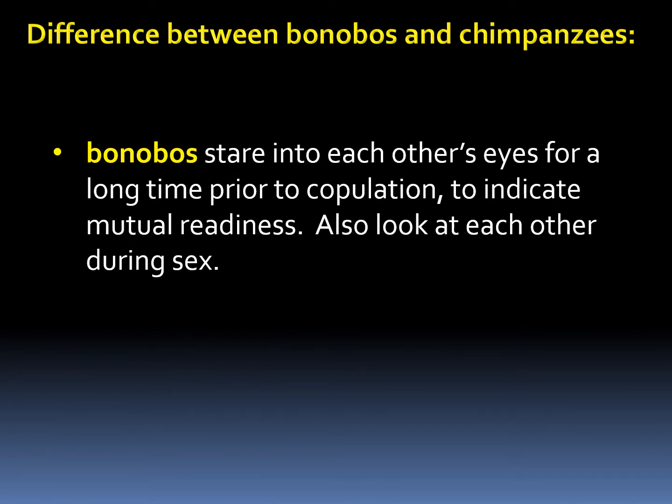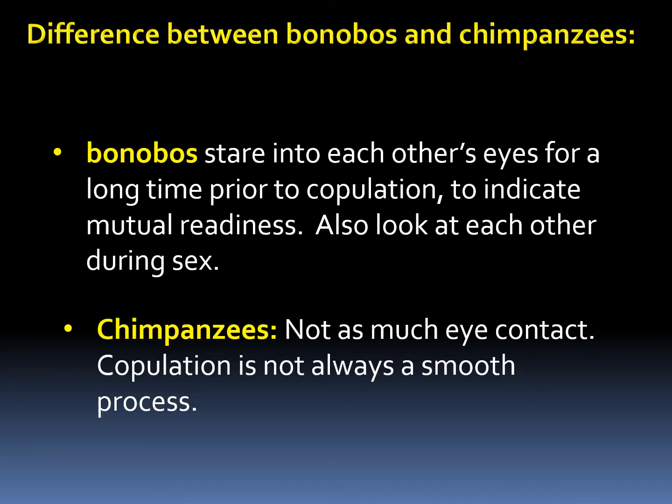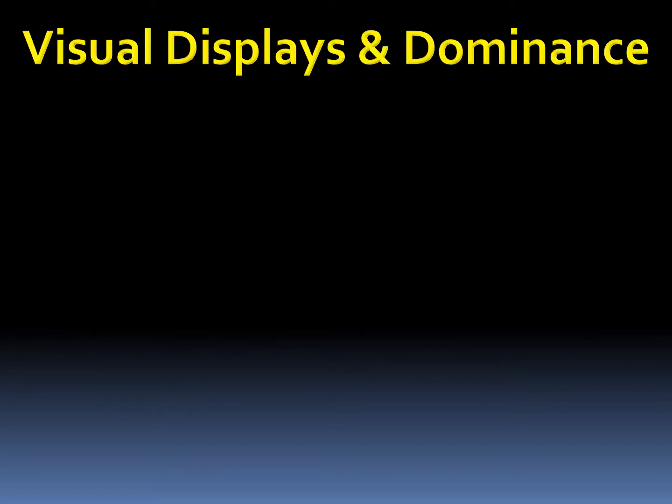So there's a difference between bonobos and chimpanzees in terms of copulation. Bonobos will stare into each other's eyes for a long period prior to copulation to indicate mutual readiness. They will also look at each other during sex. With chimpanzees, there's not as much eye contact, and copulation may not always be a smooth process. Chimpanzees do tend to have a lot of rape in their reproductive process.